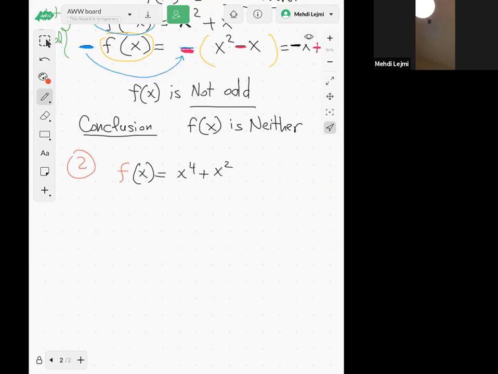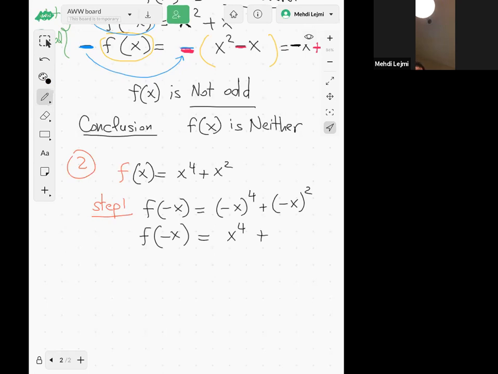All right. So first step, you do f of minus x. That will be minus x to the power 4 plus minus x squared. Okay, so that will be equal to, as I said, minus x to the power 4. 4 is even, so that's a plus x fourth, plus minus x squared. That's even again, so that's a plus x squared. Okay, so that's my f of minus x.